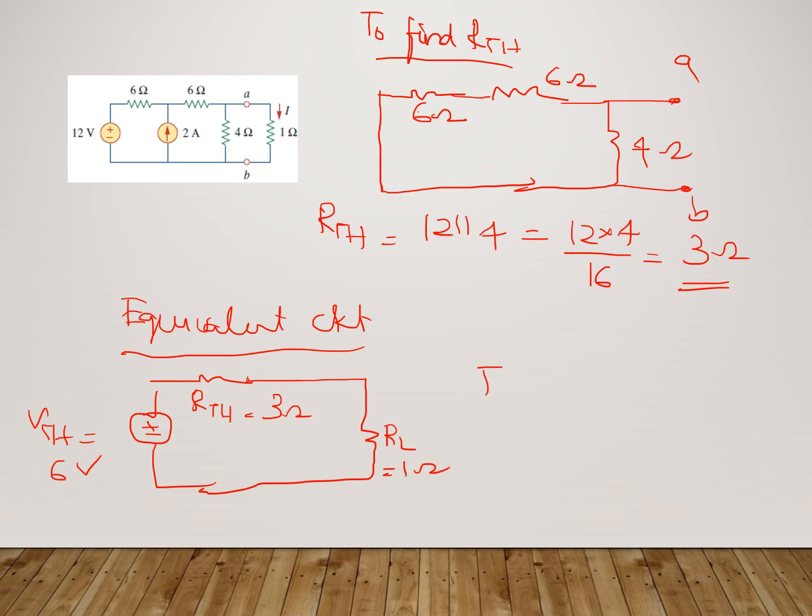So what is the current through the load resistance? It will be 6 divided by 3 plus 1, which is 4, which is 3 by 2 ampere or 1.5 ampere. So this is the total current through this particular resistance using Thevenin's theorem.